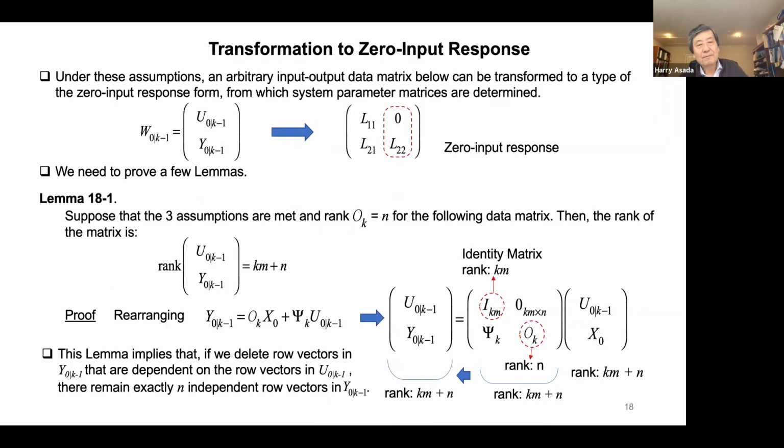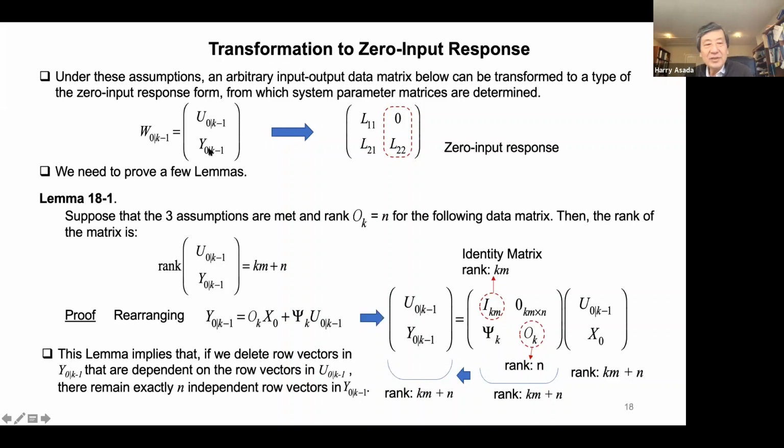Now, what we'd like to do is to make the original input output sequence into two big Hankel matrices, U_{0,K-1} and Y_{0,K-1}. We just put them together. This is just to make the notation easier. But U and Y are combined to create the so-called data matrix W.